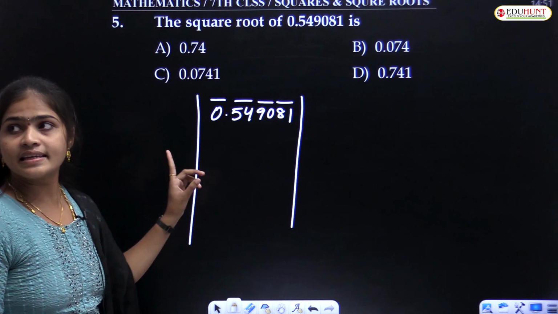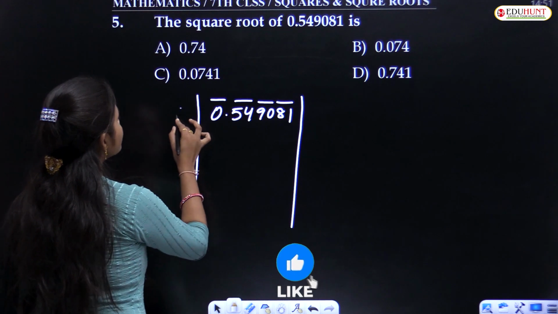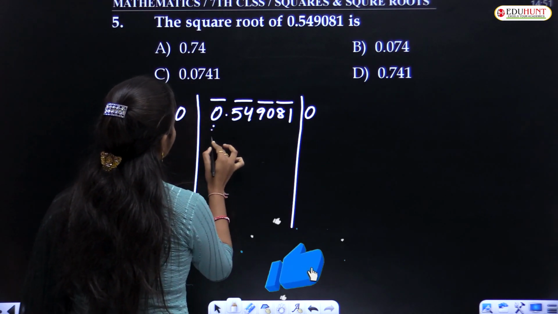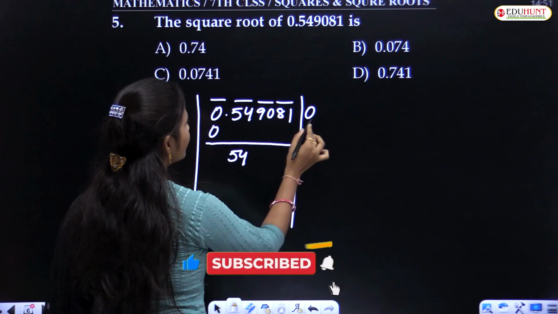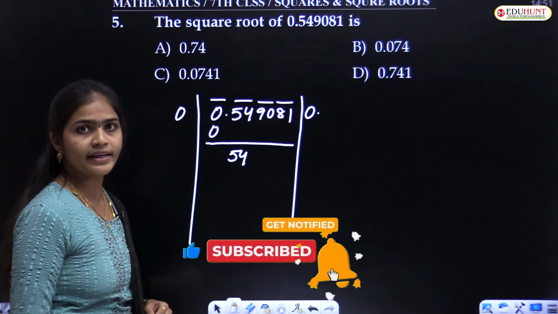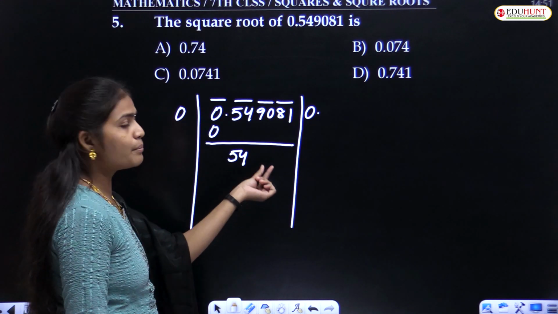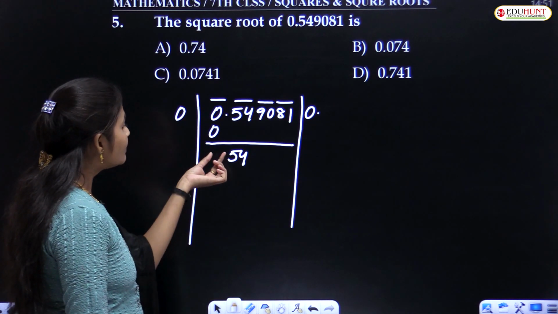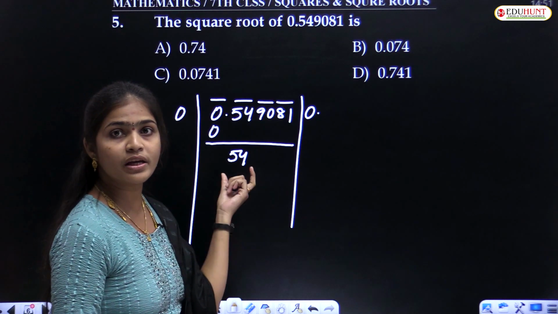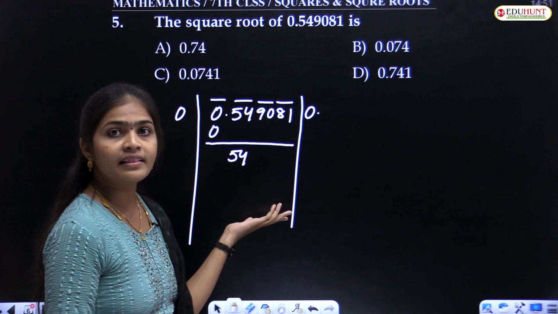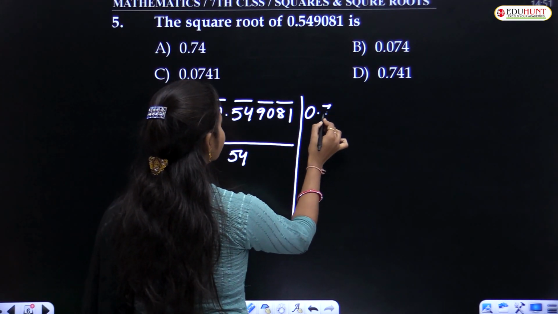So here 0 is there. 0 into how much is equal to 0? So here 0 and here 0, so we will get 0. Now next 54, keep the point, because 0 after the point is there, no? That's why keep that point. Next, from here onwards a number is there, so we need to take the nearest square of 54. What is that? That is 49, 7 7's 49.